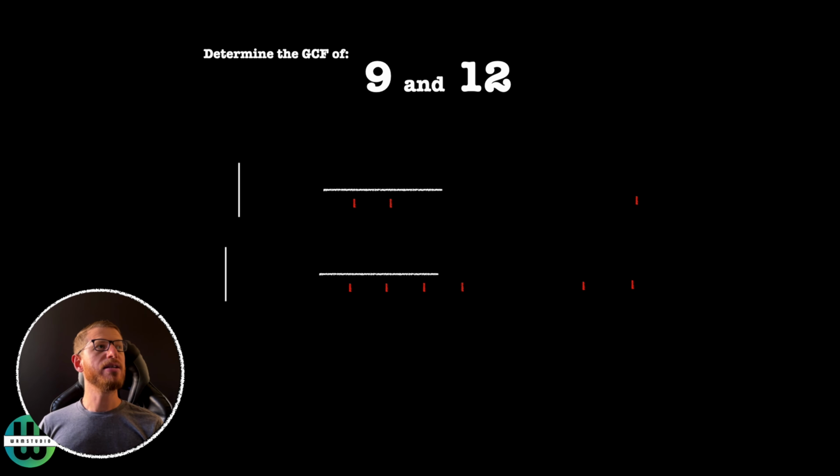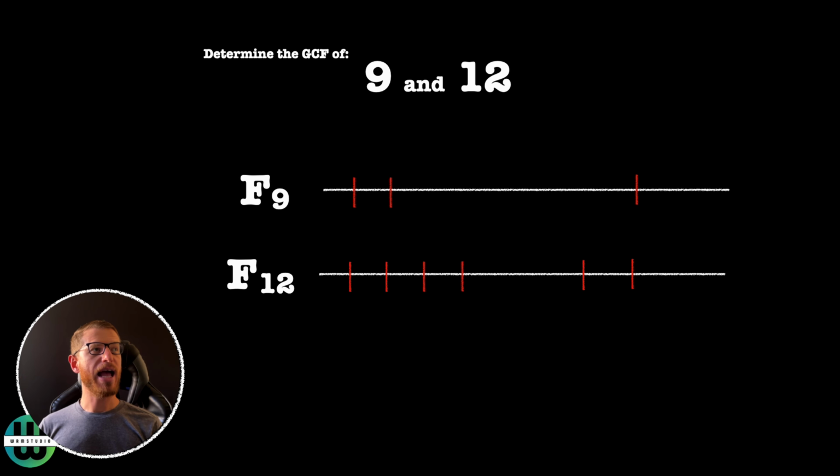Let's determine the GCF of 9 and 12. Now, I'm going to use my number line again, but this time I'm not going to work with multiples. I'm going to work out my factors using the factor rules. So the factors of 9 are 1, 9, and 3, and of 12 are 1, 12, 2, 6, 3, and 4. Now we need to find the greatest number, the largest between them. In this case, it will be 3, meaning that the greatest common factor of 9 and 12 will be 3.